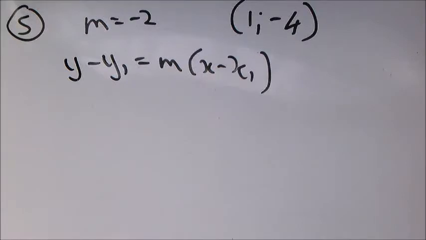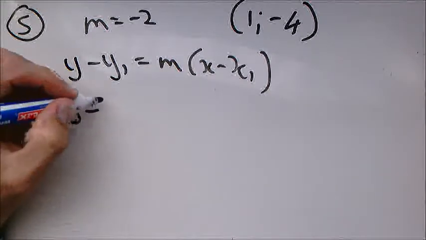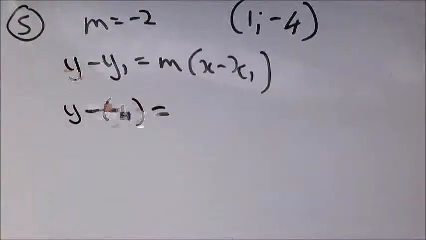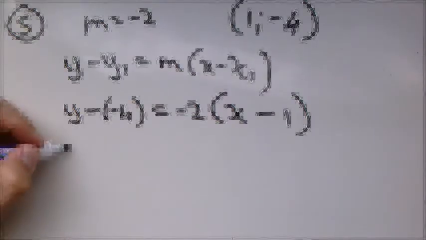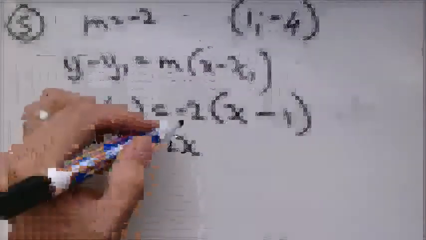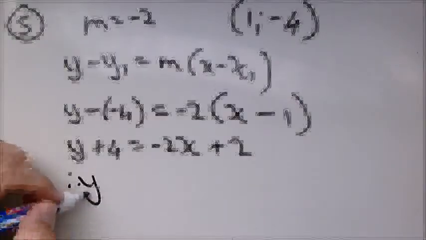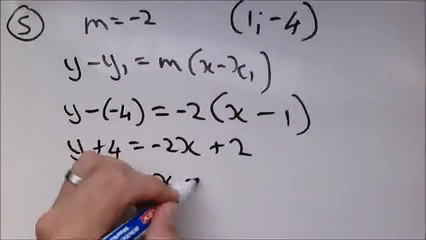And now we're also just going to substitute. But in this case, you have to be very careful how you substitute. For instance, over here, y minus, and remember, if it's a negative, always put a bracket so that you cannot get confused, when m is -2, x minus and x1 is 1. Okay, so we have y plus 4 equals -2x. The negative times the negative becomes a positive, so it's a plus 2. So therefore y is negative 2x, and the 4 goes across, becomes a negative, so this will become negative 2.